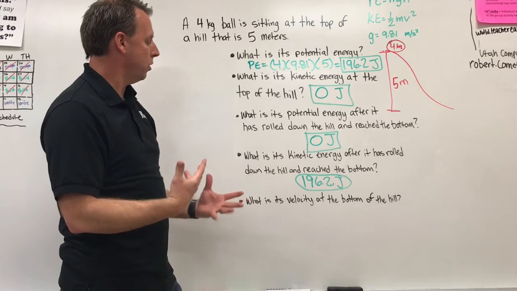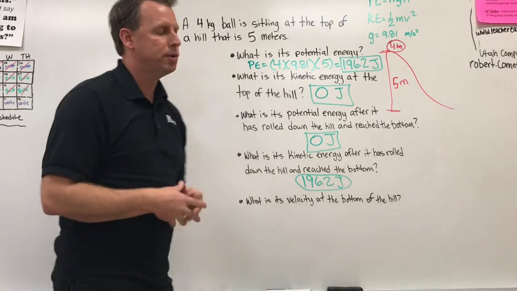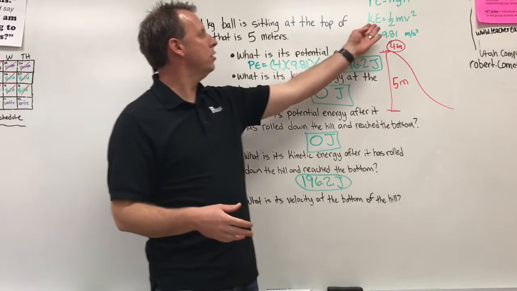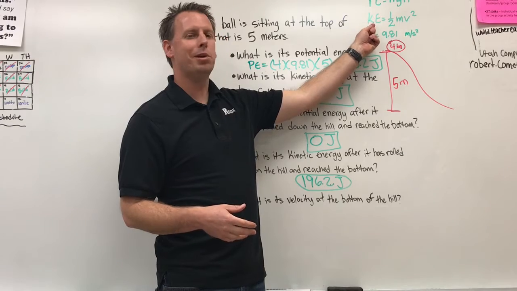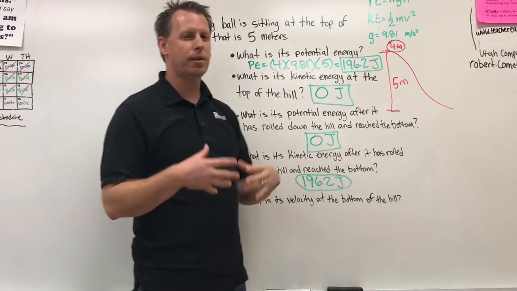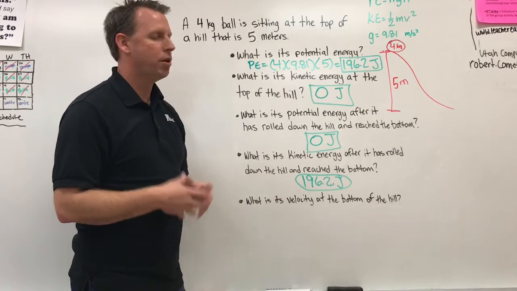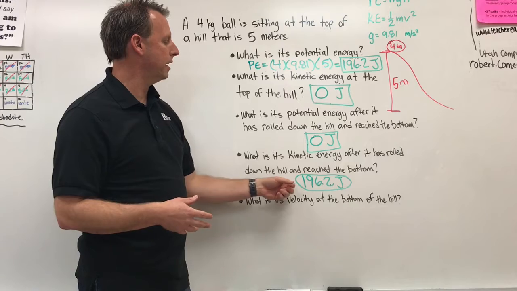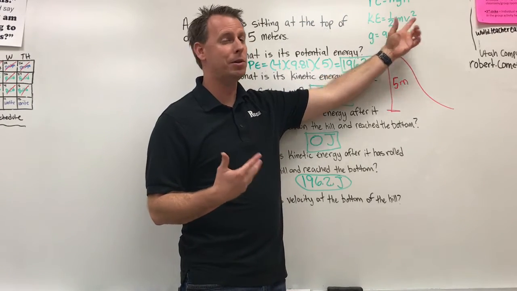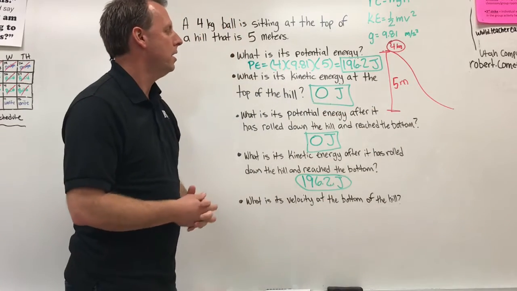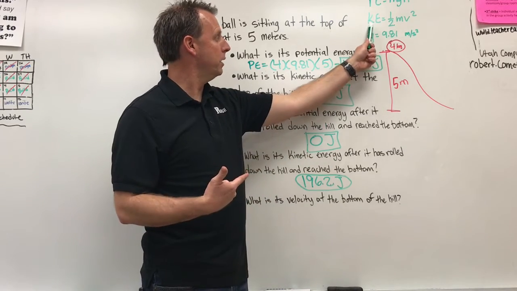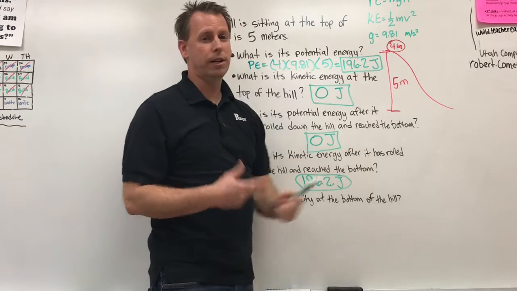And then finally it says, what is its velocity at the bottom of the hill? This is probably the trickiest part of these problems. We are going to use our kinetic energy equation, but we're not actually going to be solving for the kinetic energy. We know the kinetic energy because of the idea of conservation of energy, and the total energy in the system stays the same. So we were able to get kinetic energy that way. But what this does allow us to do is solve for the velocity, which we are looking for. We don't know that in this case. And so we're just going to set up that equation using the kinetic energy we know, using the mass that we know, and then solving for the velocity.